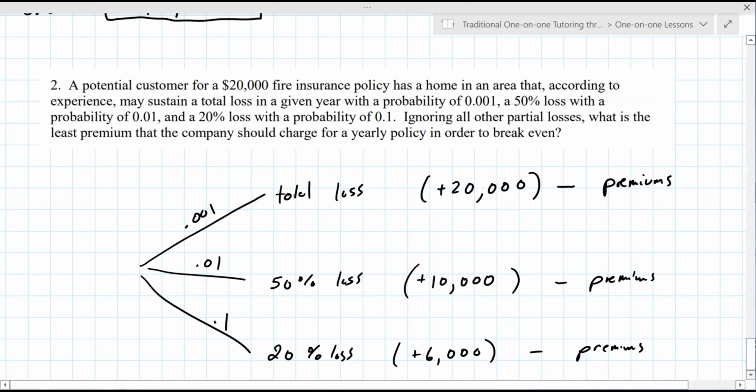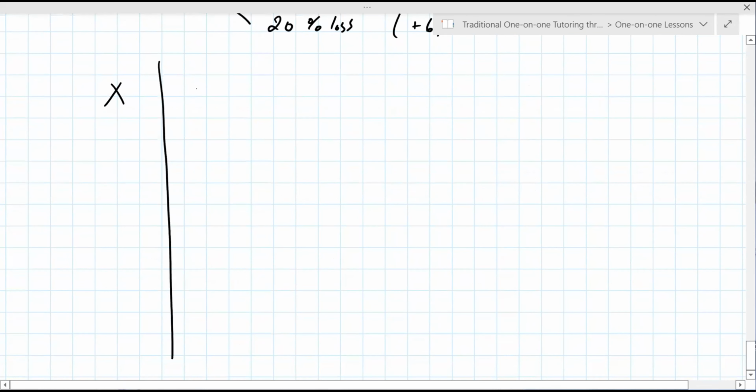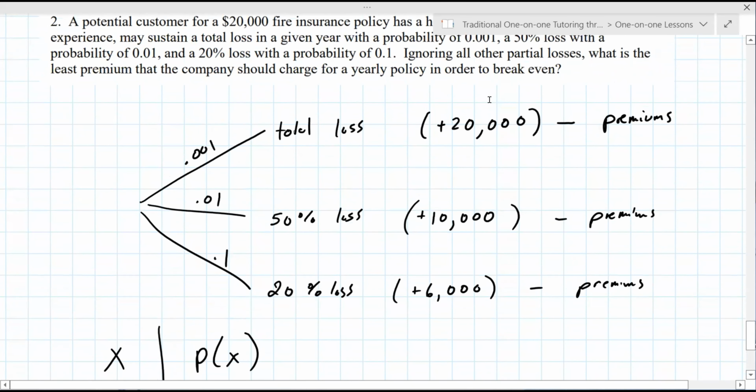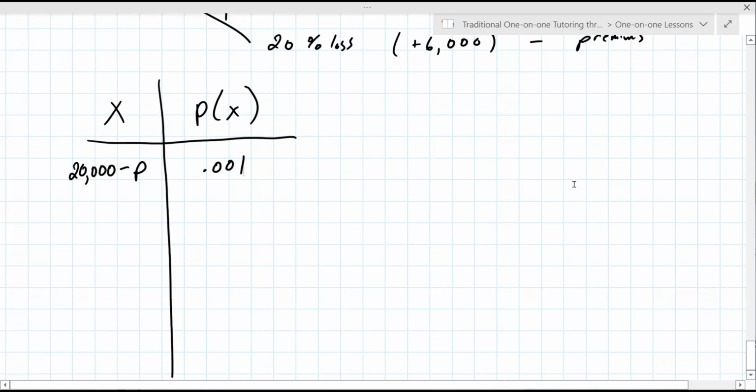Yeah. Okay. So I don't have enough room here, but in terms of our table, X and P of X, the first event, we'll call your total loss. It's 20,000 minus P. I'm going to use P to represent premium. And the probability of that is 0.001. That's the probability of a total loss; it's the probability that a fire totally destroys your home. Okay, and then the next one is you get $10,000, but you've had to pay in your premiums, and that has a probability of 0.01.